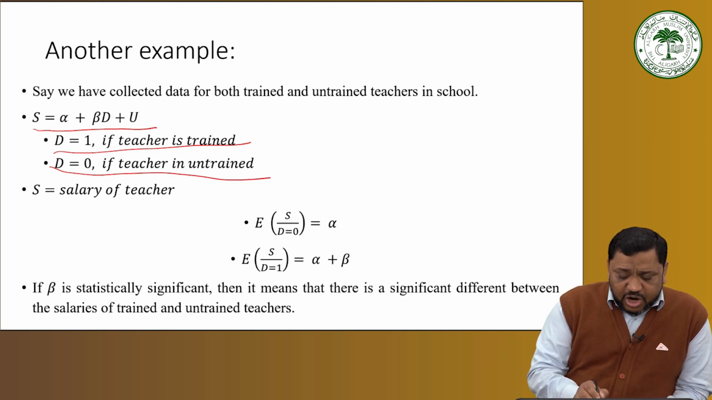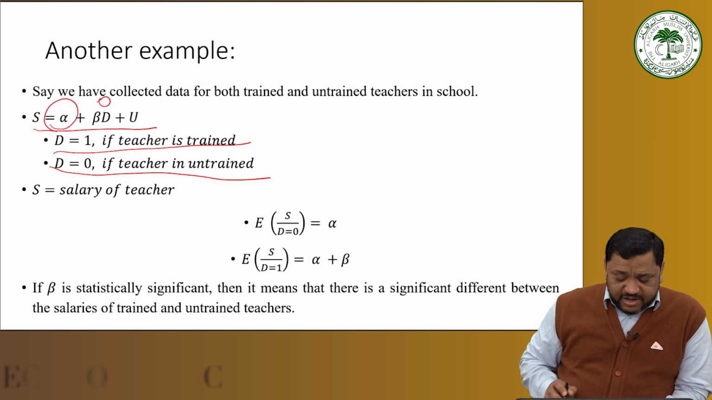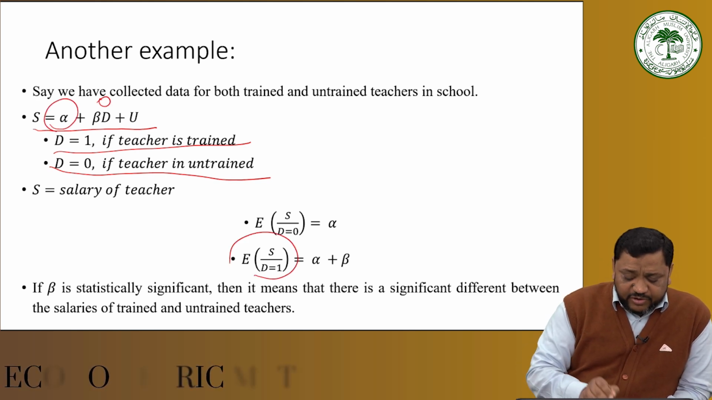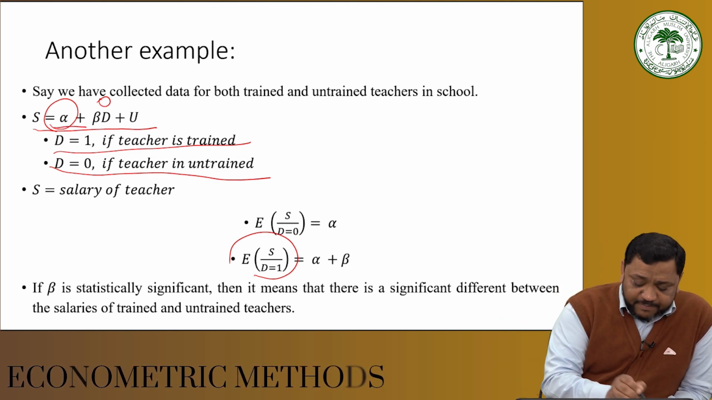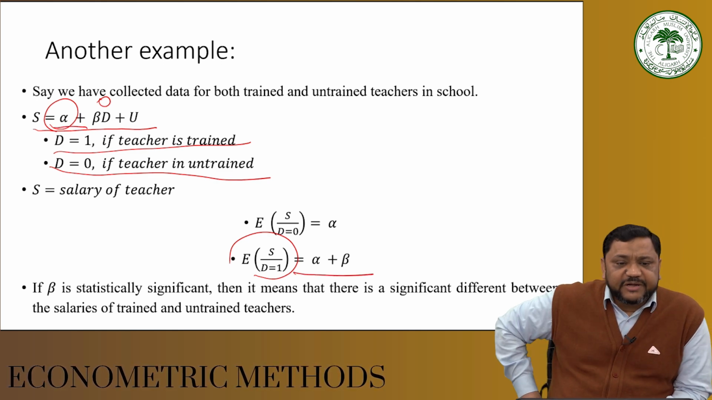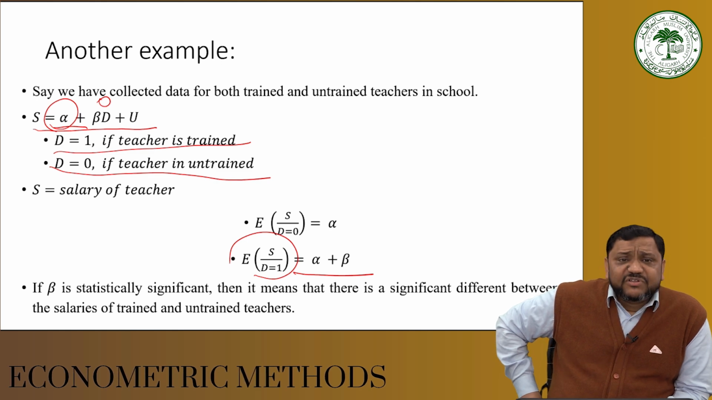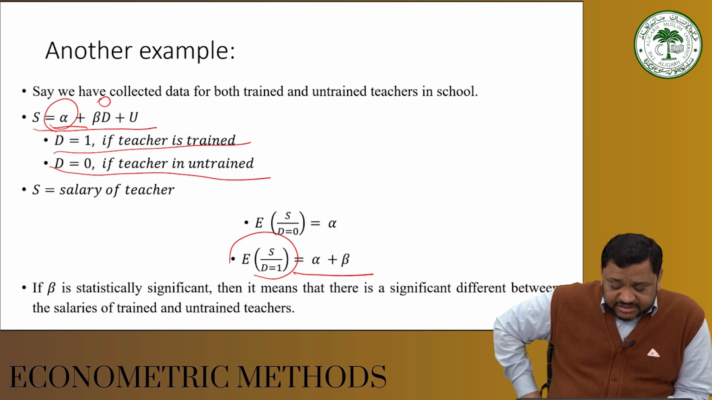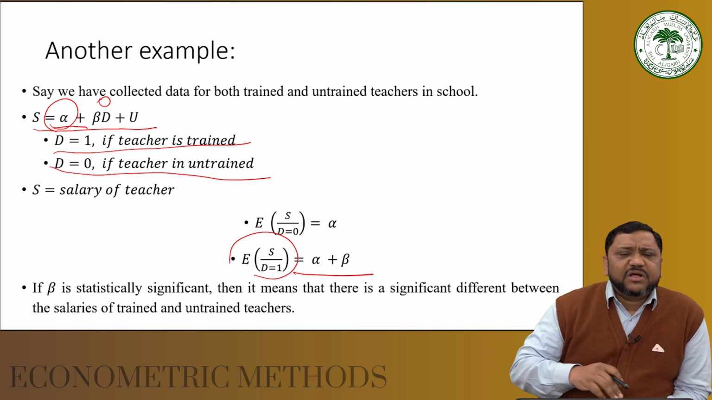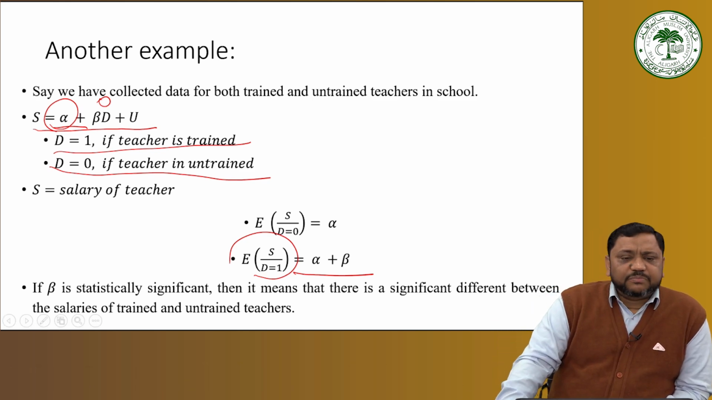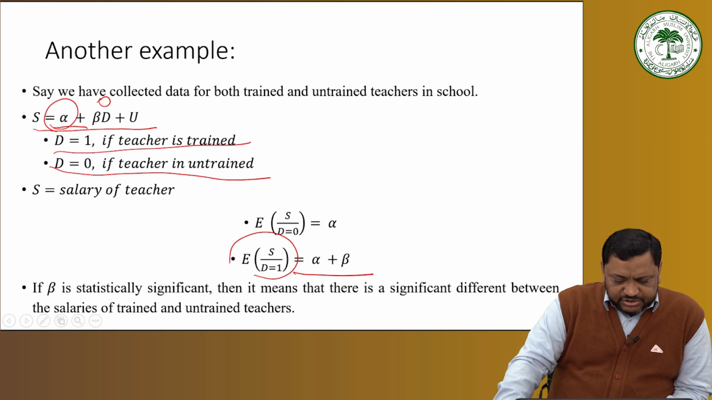When your teacher is not trained, your D becomes 0. So what is left? You are left with only alpha. And when D is equal to 1, that is your teacher is trained, you have alpha plus beta. And if this beta is statistically significant, it indicates that there is a significant difference between the salaries of trained and untrained teachers.